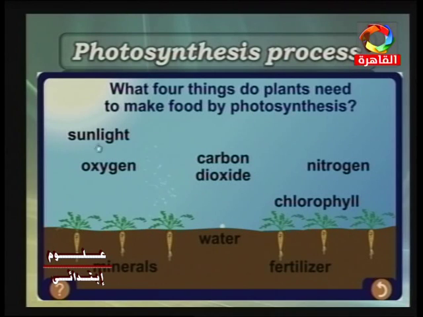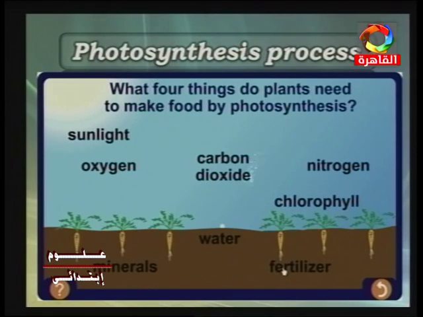What things does the plant need to make food by photosynthesis? Here we have sunlight, oxygen, carbon dioxide, nitrogen, and chlorophyll. What is meant by chlorophyll? Chlorophyll means the green part inside the plant, the green color of the plant. Inside the soil, which is brown mud, we have water, and here we have fertilizers, which are like mineral salts.